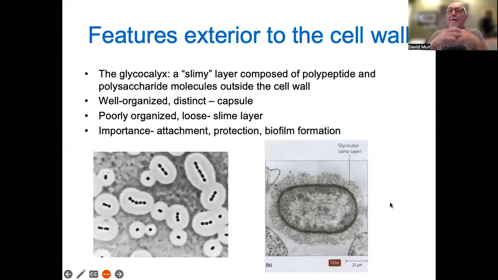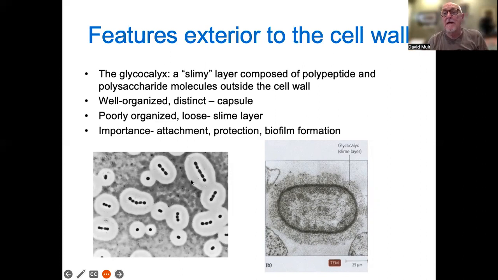Okay. There are also features on the outside of the cell wall. One of them that you will see in lab is referred to, the whole thing is referred to as the glycocalyx. But the glycocalyx may come in different guises. The most commonly seen is when it forms a very large conglomeration of these slimy, mucus-like, mucoid molecules that surround the cell. And this is called the capsule.